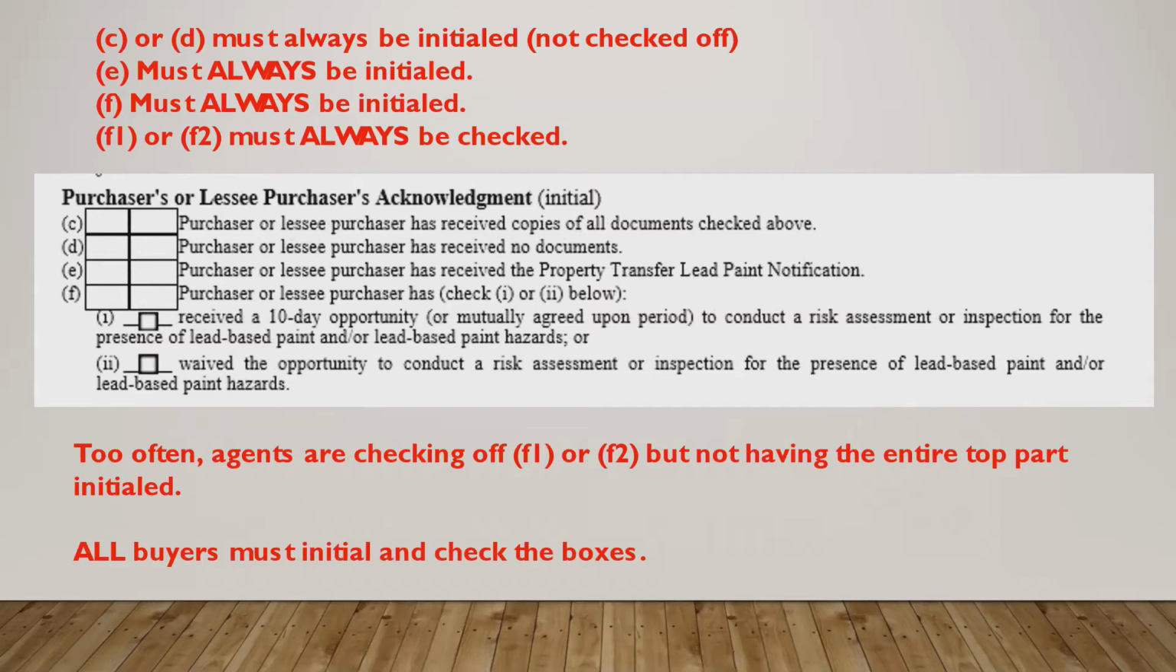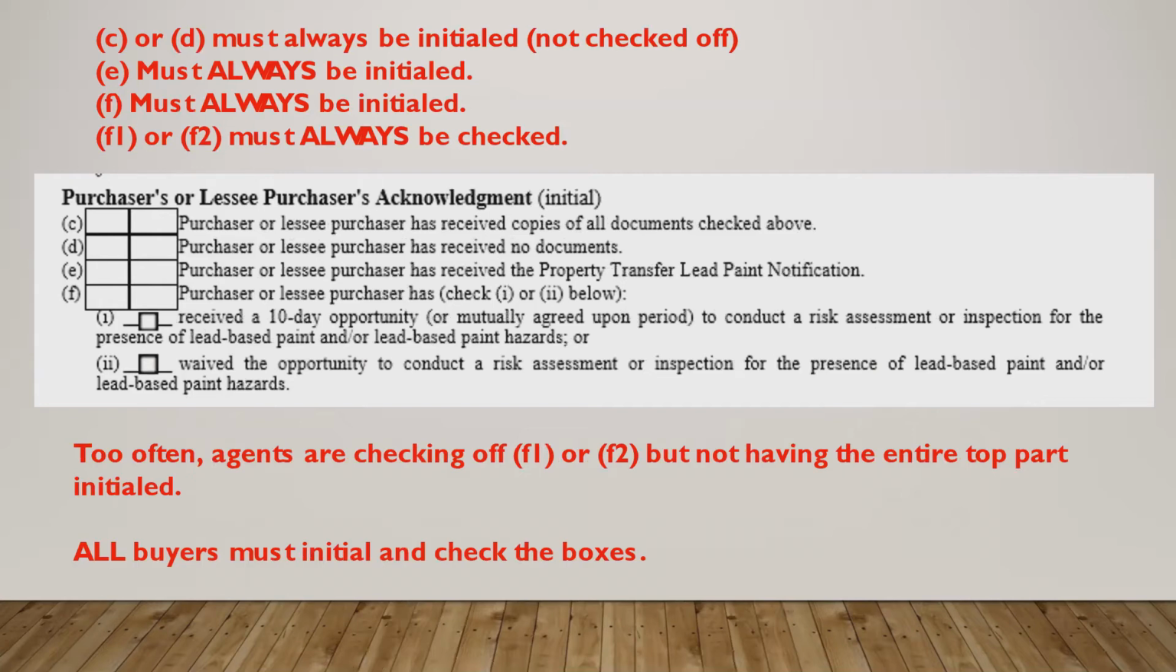So C or D must always be initialed. E must always be initialed. F must always be initialed. Then let's go down to F1 or F2. F1 or F2 must always be initialed. Too often, agents are checking off F1 or F2, but they're not having the entire top section completely initialed by their buyers. And remember, all buyers.